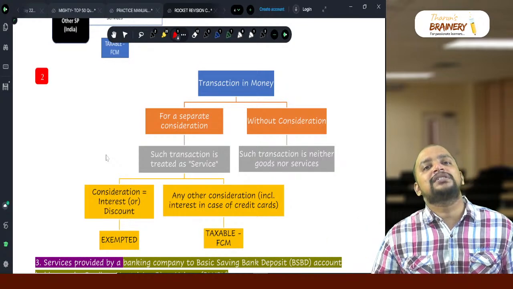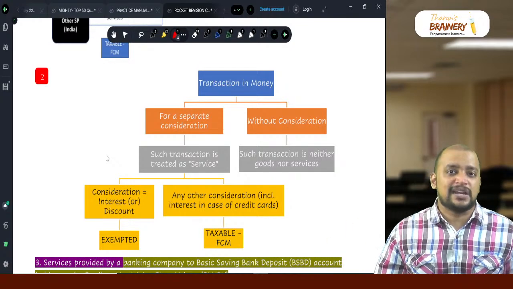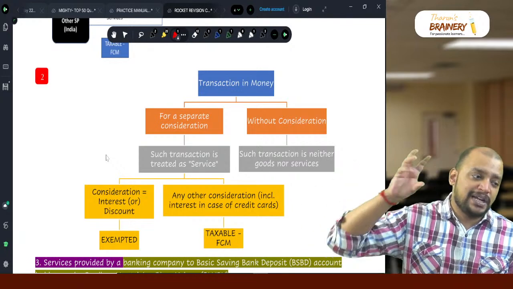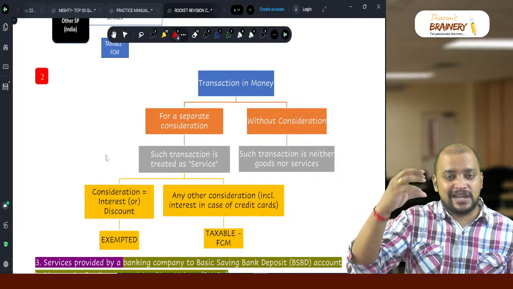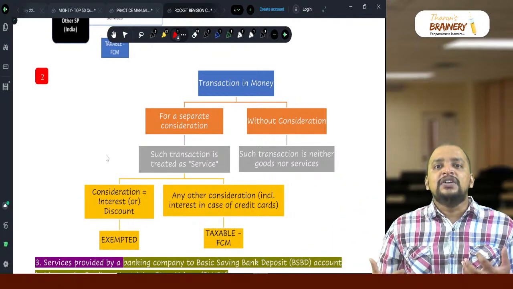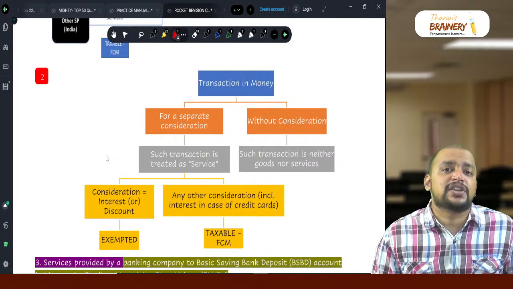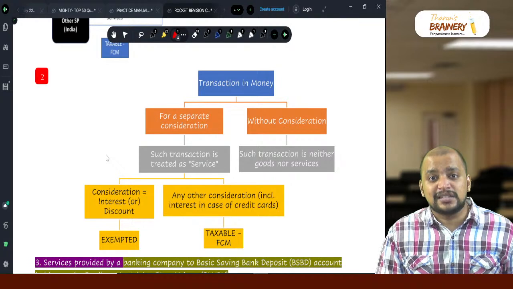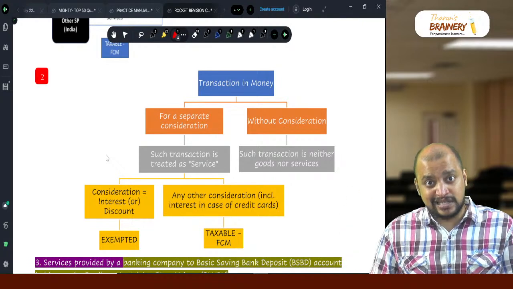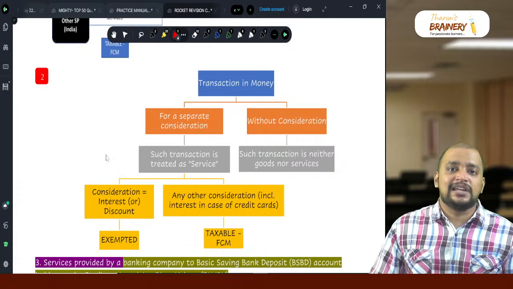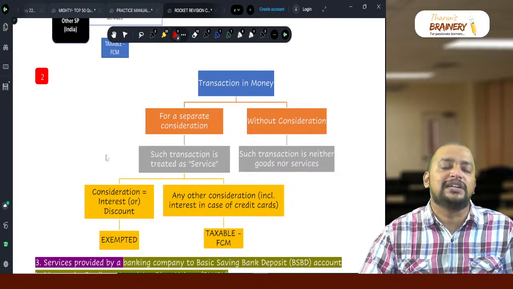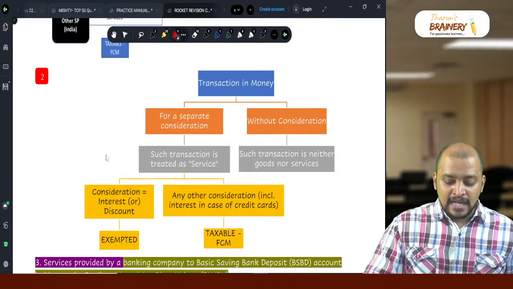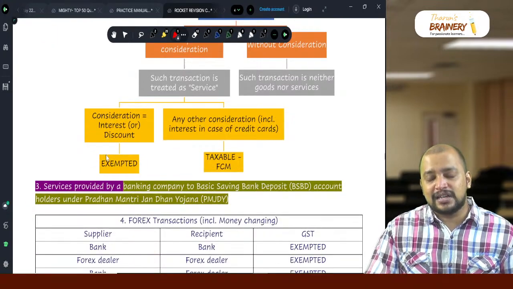Transaction in money without consideration is neither goods nor services. Transaction in money for a separate consideration will be treated as service. So there we need to see whether the consideration is interest or discount or any other consideration. If the consideration is interest or discount, it is exempted. If there is any other consideration, including credit cards, interest involved in credit cards, that will be taxable. Then we don't have any RCM in this case, so FCM.